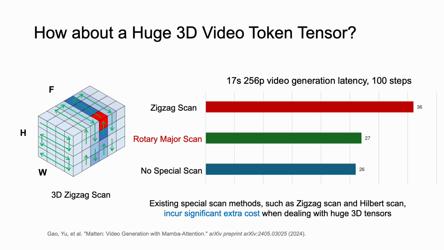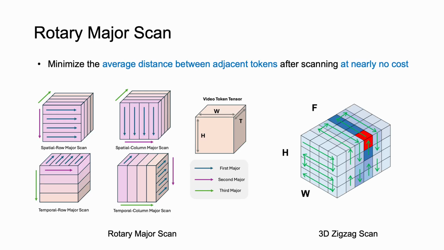Thus, we propose rotary major scan, which achieves the same average distance between adjacent tokens as these scan methods, while being super hardware-friendly and introducing negligible extra latency. How is rotary major scan designed?